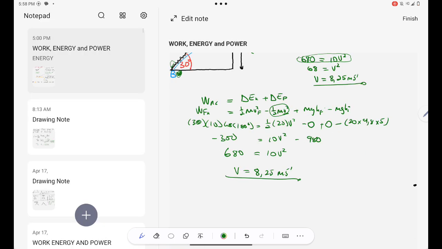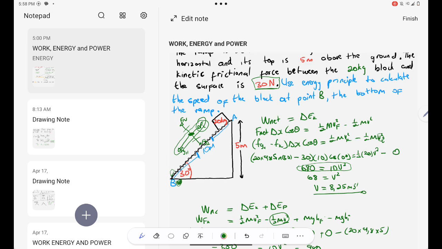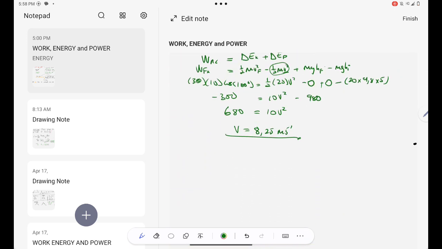That's how, guys, we deal with energy principles if and only if mechanical energy is not conserved. Are we together? If and only if mechanical energy is not conserved. That's how you deal with work energy principles, né?